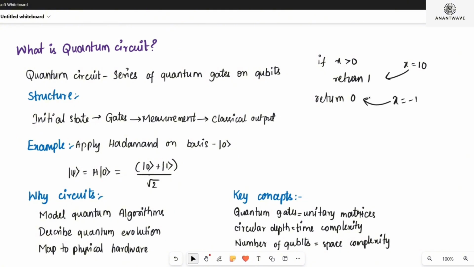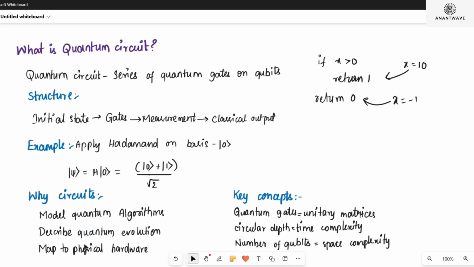Whereas coming to quantum programming, that follows this flow. We start with the quantum state, apply gates, then measure to get the probabilistic output. A real example is the quantum random number generator. We start with basis state 0, apply a Hadamard gate, then measure to get a true random bit, not pseudo-random like classical computers. Why do circuits matter?